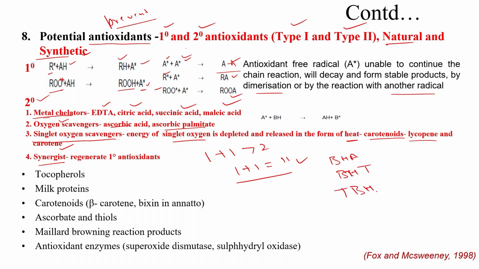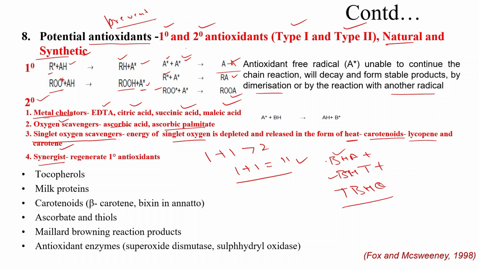So these are the synthetic antioxidants. Generally these three are used in combination. What will happen is that individually they have some antioxidant activity, but when they are added in combination, they will show an antioxidant effect which will be far higher than their individual contribution. Okay, so this is the meaning of synergism. Synergism means 1 plus 1 greater than 2, or 1 plus 1 equal to 11.